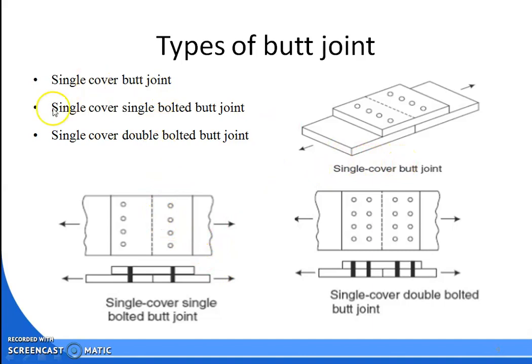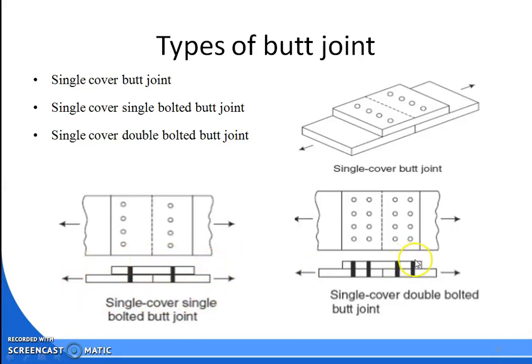The next one is your single cover single bolted butt joint. So now there is one cover over here, and below it another plate is there, and it is provided by single cover single bolted. Here it is a single cover, and single bolted, that means bolting connection in one line. So it is known as single cover single bolted butt joint.